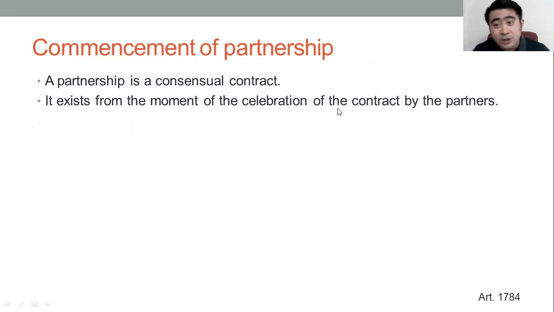So let's talk about commencement of a partnership. When does a partnership contract commence? Let's remember, class, a partnership is a consensual contract, meaning it exists from the moment of the celebration of the contract by the partners. You don't need any written contract para magsimula ang partnership. The moment there is consent among the partners to create a partnership, then the partnership already commences. Nagsisimula na yung partnership kapag meron ng consent ng mga partners.